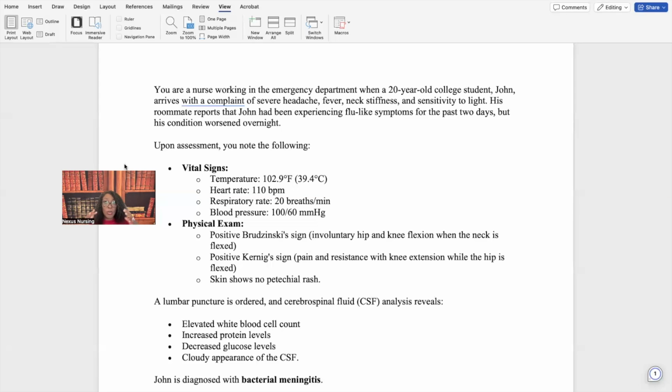You're going to decrease stimulation. You're not going to have bright lights. You're not going to have the TV or radio on. We're trying to decrease stimulation. You're going to have the blinds closed. You're going to have the patient at the end of the hall, not next to the nurse's station where it's loud and the phones are ringing and people are talking, right? This patient's definitely going to be on seizure precautions. This is a very serious condition.